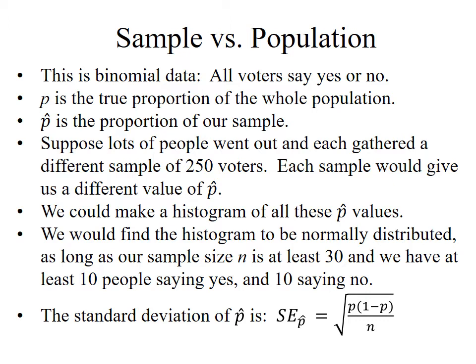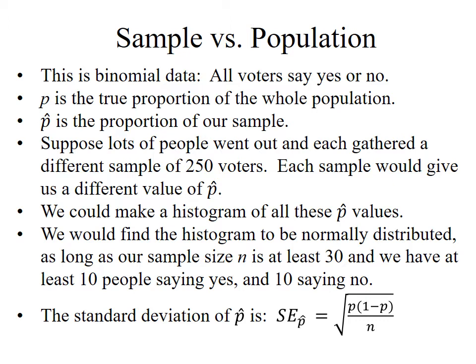As long as, one, our sample size is at least about 30, and two, that we have at least 10 people in each category. In this case, 10 people saying they support candidate A, and 10 people saying that no, they support candidate B. 10 people in each category. If those conditions are met, then everything we do in this presentation here can apply. We can use the normal approximation to binomial data, and all this works and is glorious.